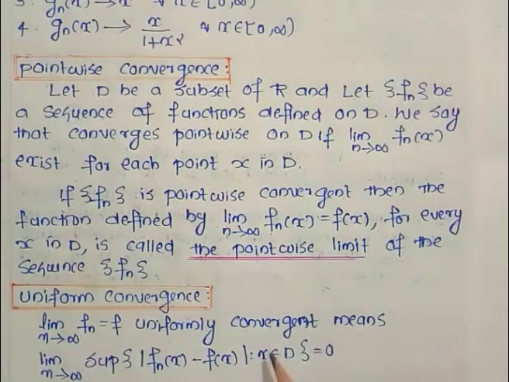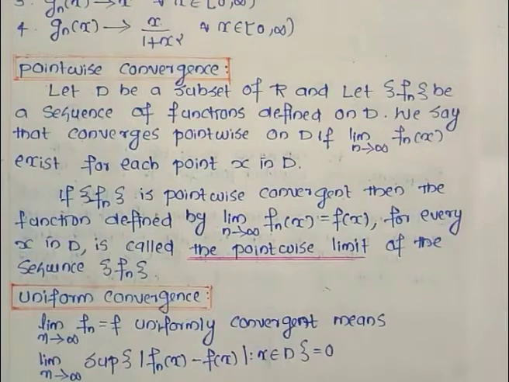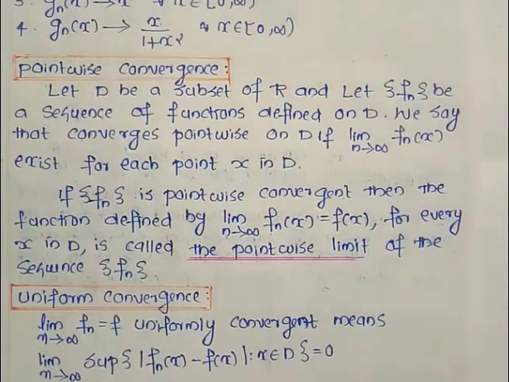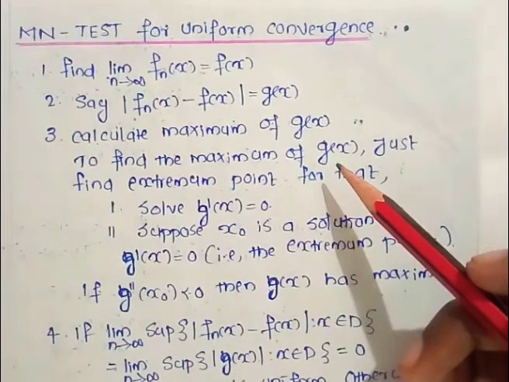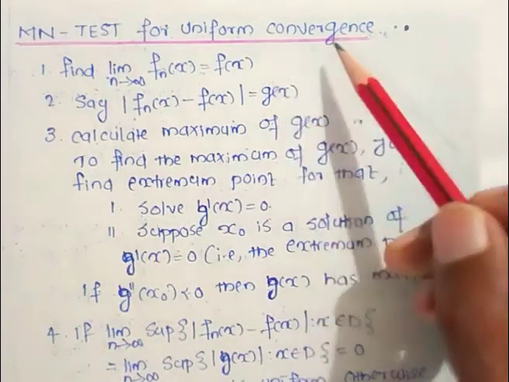And uniform convergence. Limit n tending to infinity Fn is equal to f uniformly convergent means limit n tending to infinity supremum of mod Fn of x minus f of x, such that x belongs to D, is equal to 0. We check the uniform convergence by using the M_n test. So, the M_n test for uniform convergence.